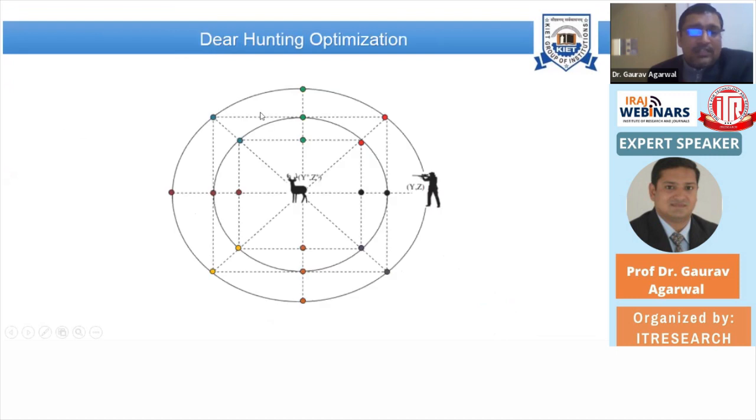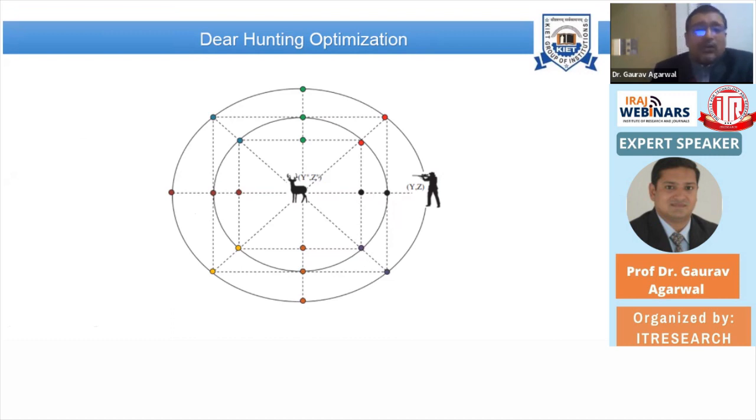There is a problem with the classifiers. If we have different layers, then when we have to change the weights, they cannot be propagated to the first layer. To change the weights of the first layer, we have applied the deer hunting optimization.